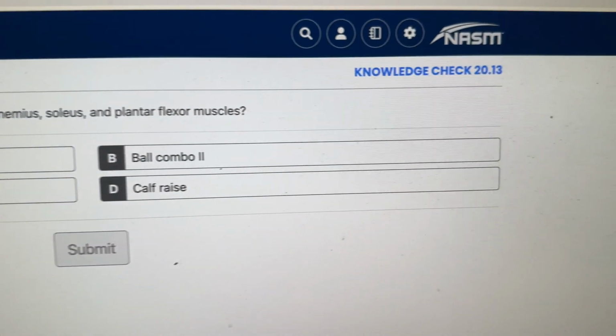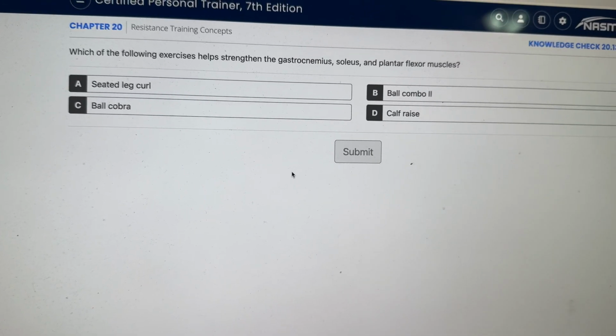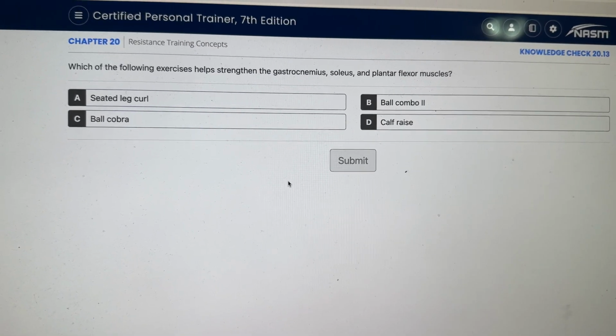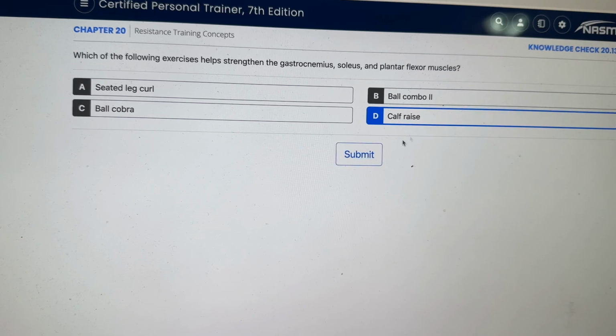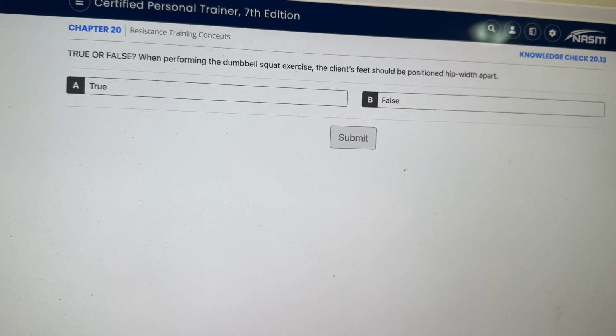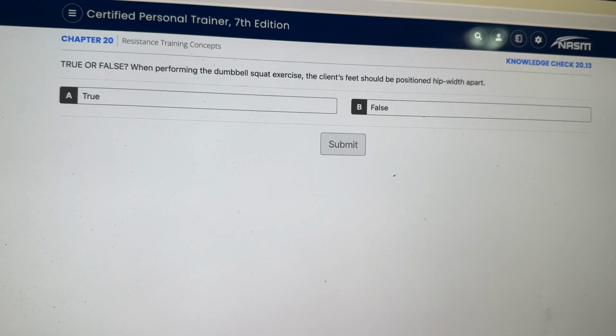Chapter 20, lesson 13 is done. 9:02. 2 questions. Here we go. Which of the following exercises helps strengthen the gastrocnemius, soleus, and plantar flexor muscles? Calf raise. True or false? When performing the dumbbell squat exercise, the client's feet should be positioned hip width apart. True.